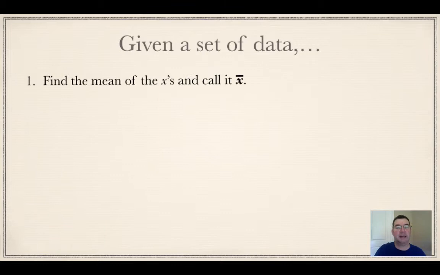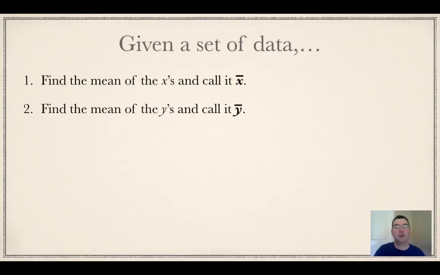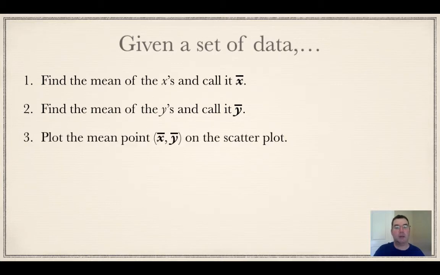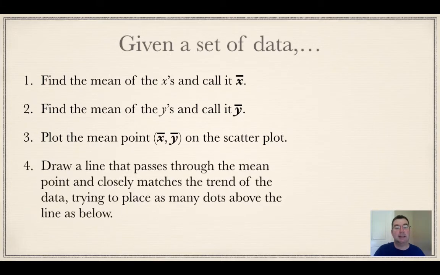We have a set of data, and we're going to find the mean of the x's and call it x bar. We're going to do the same thing with the y's and call it y bar. And then we're going to find that x bar, y bar point on the scatter plot, and actually plot it. And then using that as kind of a focal point, we're going to draw a line that passes through that point and closely matches the rest of the points as best as possible.